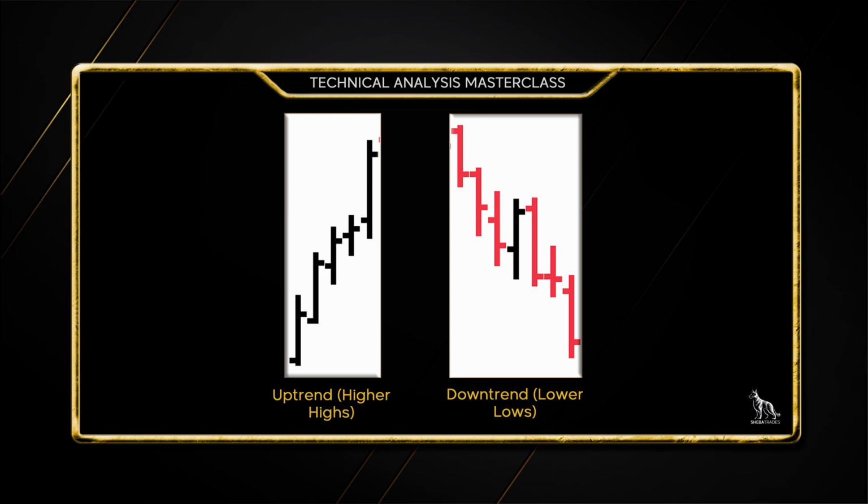Same thing with the downtrend graphic on the right. You can see the closing tick marks are lower lows. On the right-hand side of each bar, that tick keeps forming lower and lower as the days go on progressively. So that's representing a downward trend.